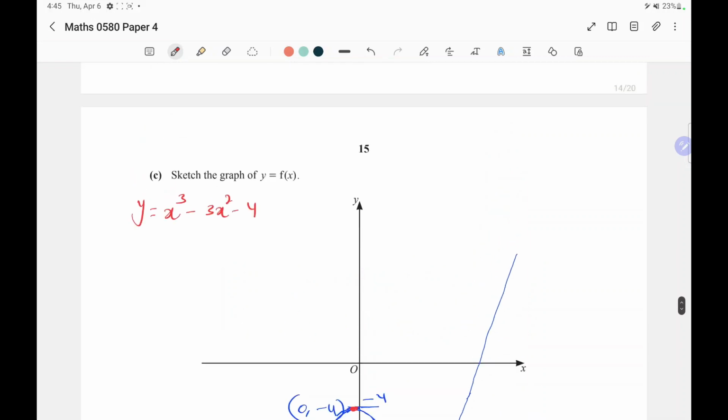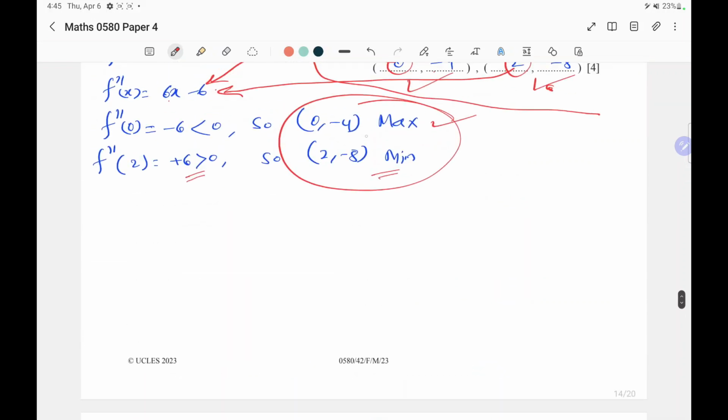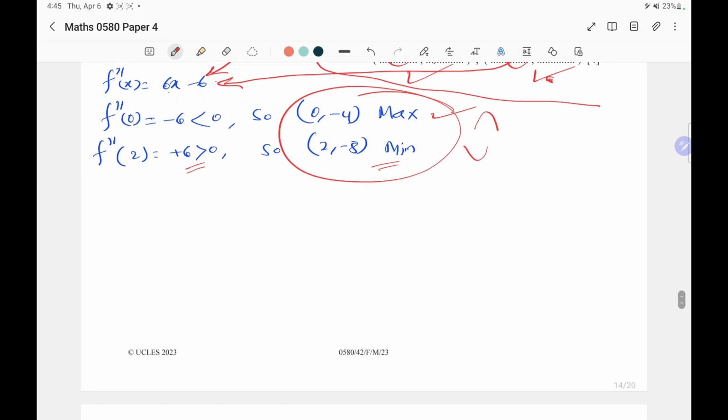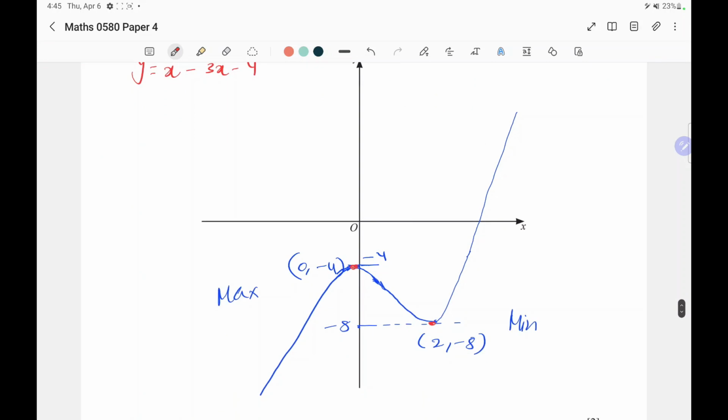Second thing, we already proved 0 comma minus 4 is for max, right? For max, you know that this curve is valid, and for min, this curve is valid. So we will try to develop this downward curve at 0 comma minus 4 and upward curve at 2 comma minus 8. See, at 0 comma minus 4, I try to draw a downward curve like this, and at 2 comma minus 8, I'm trying to draw an upward curve like this, and just join these two curves smoothly to get your graph. See, so this way you will get your graph.